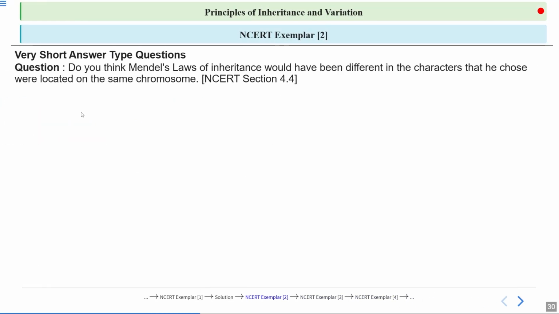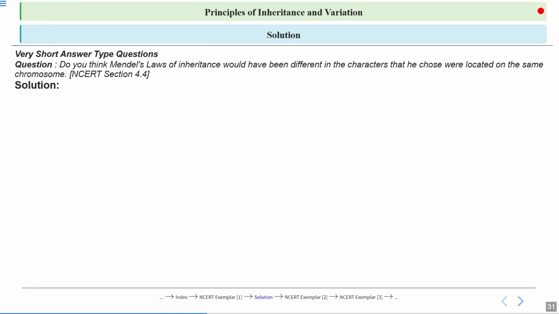Now next question. Do you think Mendel's law of inheritance would have been different if the characters that he chose were located on the same chromosome? Clear? If the characters that Mendel chose were controlled by genes which were located on the same chromosome, then would Mendel have got the same results or not? This is the question. So let's have a look at the answer.